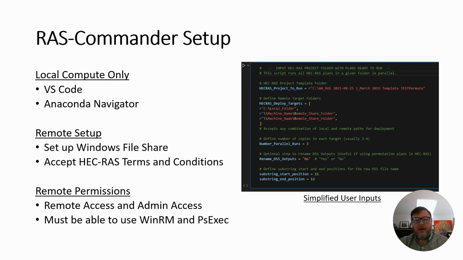You also need to set up remote access. You need Windows RM admin access, as well as remote access to the machine, so that you can run things through PS exec. And that's something we'll cover, but your IT needs to make this available to you. Otherwise, you won't be able to run things on multiple machines without doing it manually. So let's get right into it.